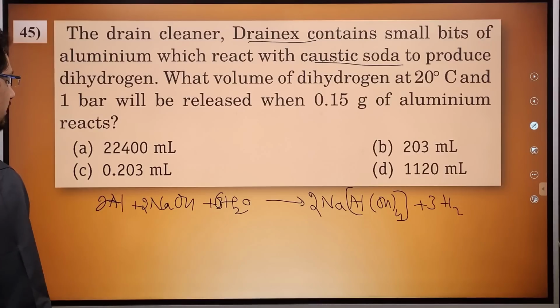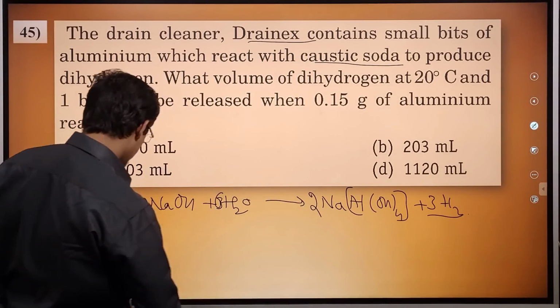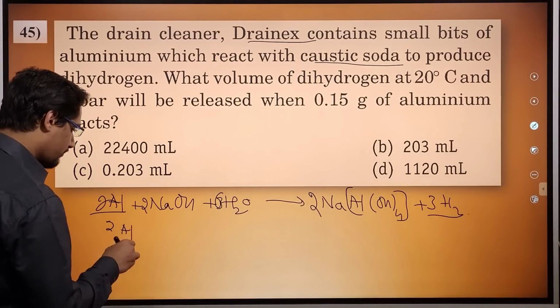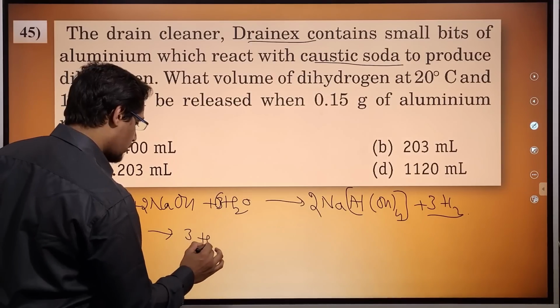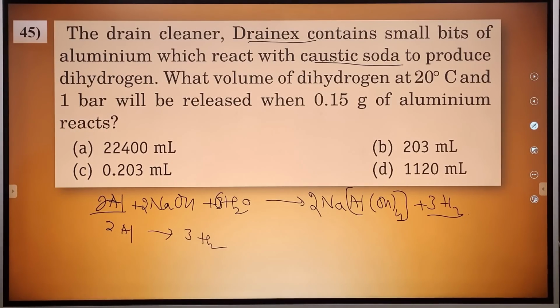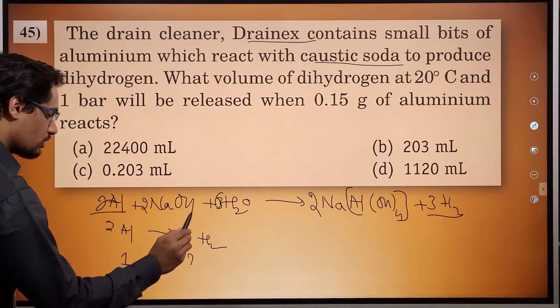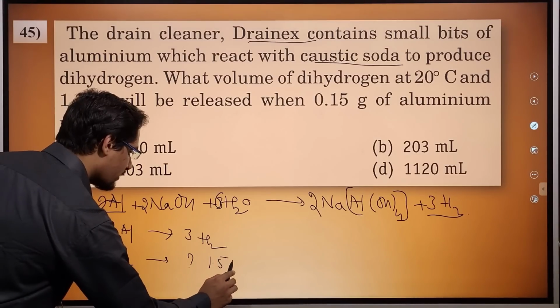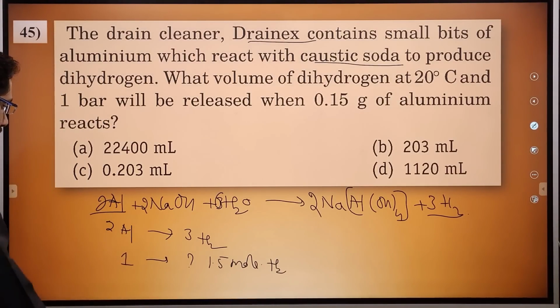So they have asked the relationship between aluminium and hydrogen. For 2 moles of aluminium, I will get 3 moles of hydrogen. For every 2 moles, I will get 3 moles of hydrogen gas. Then for 1 mole, it will be what? It will be 1.5 moles of hydrogen gas. For 1 mole of aluminium, I'll get 1.5 moles of hydrogen gas.